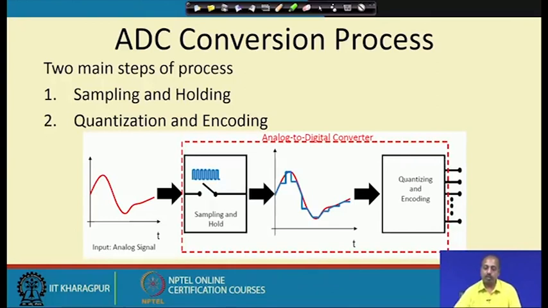After it is converted into these digital samples, these analog samples are quantized and encoded to get the final digital value. We will explain this as we proceed in this portion. Essentially there are two parts, one is called the sampling and hold part, and another is the quantization and encoding part. We will first look into the sampling and hold circuitry, and then we will go to the quantization and encoding part.